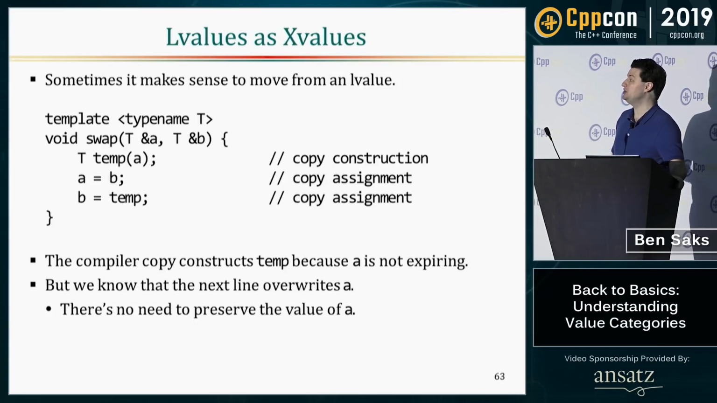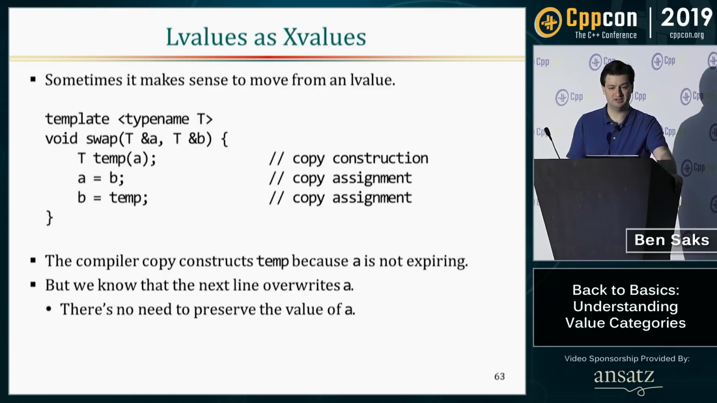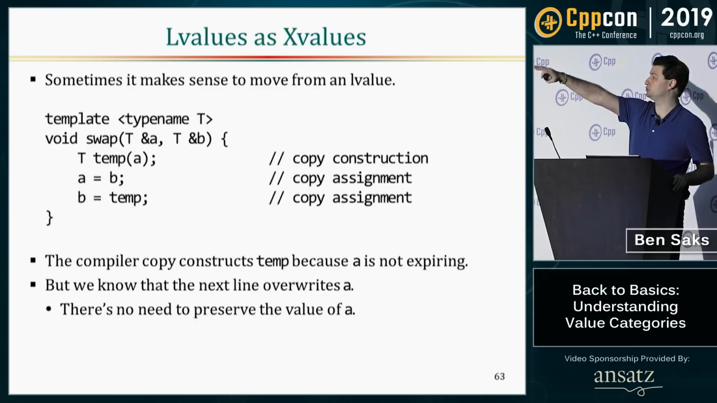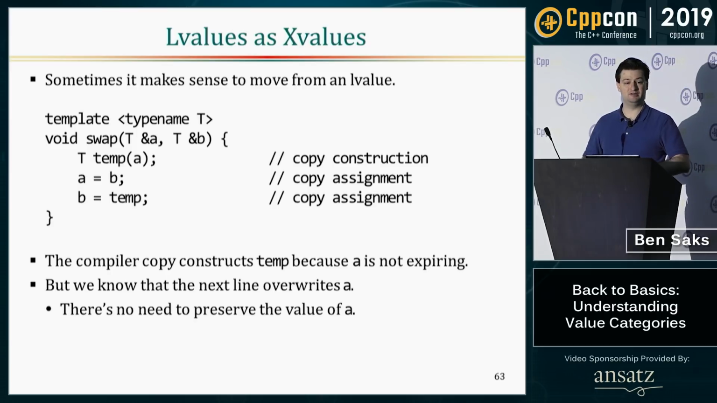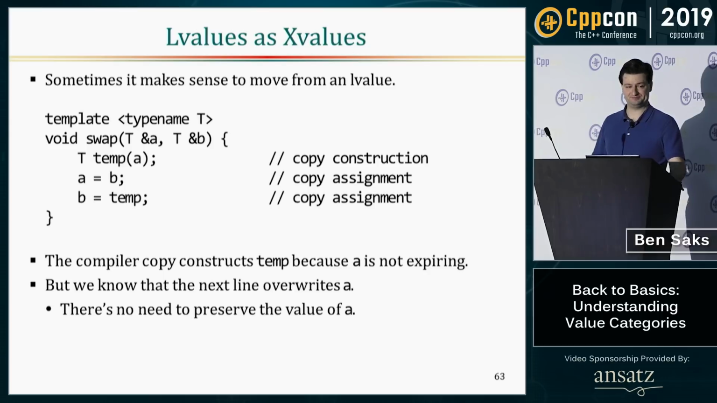So there are some situations, though, where it does make sense to move from an lvalue. Here, the most common example is swap. Before the advent of rvalue references, a swap function would typically be written something like this. So I take in two values, a and b. I copy the value from a into a temporary location. I overwrite a with b, and then I copy the value that was in a, it's now in the temporary location, into b.